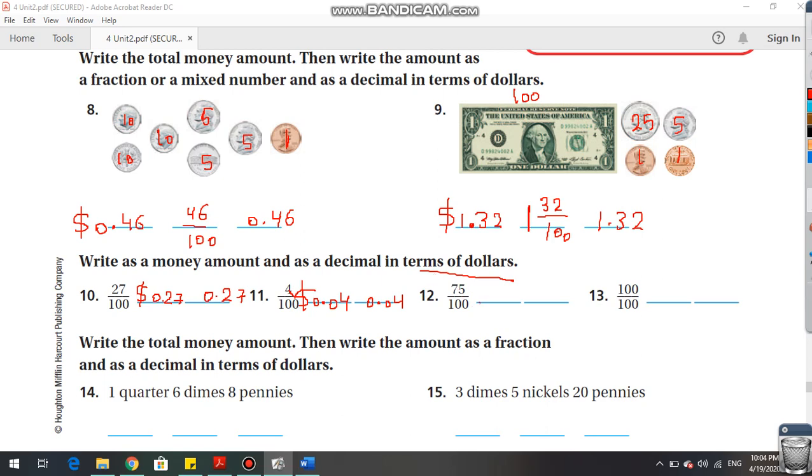Now 75 cents, $0.75 in terms of a dollar, or as a decimal, I'm gonna write it as it is.